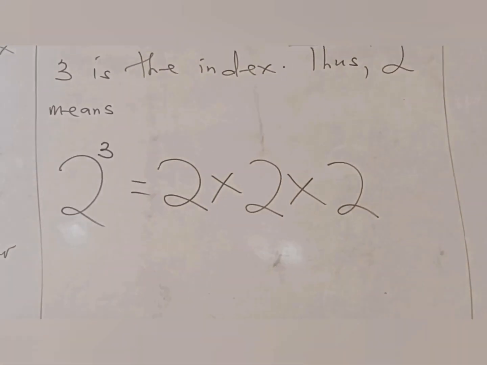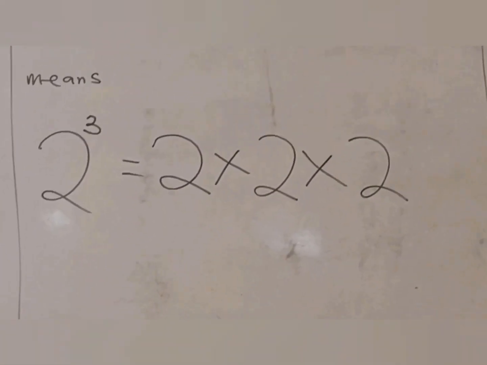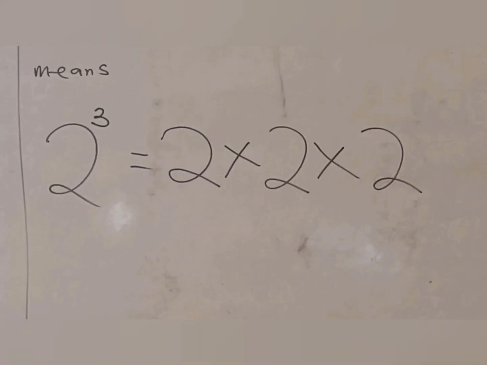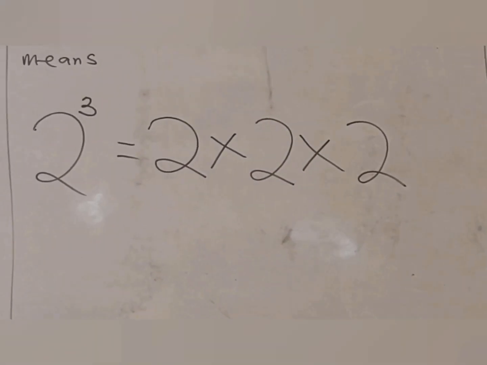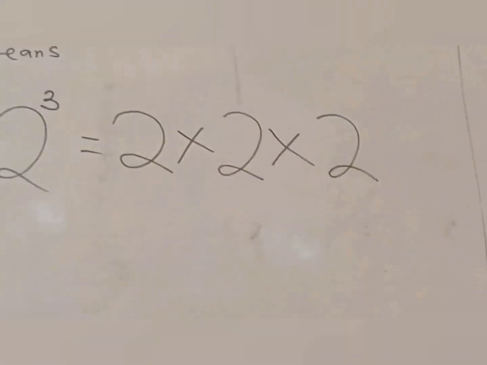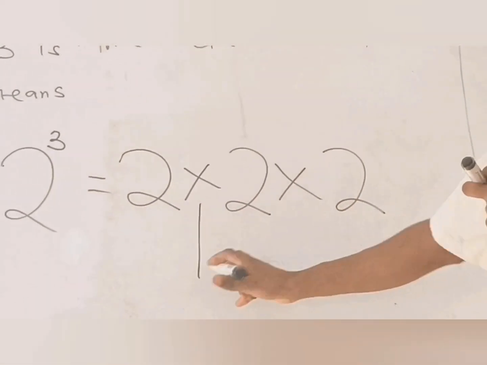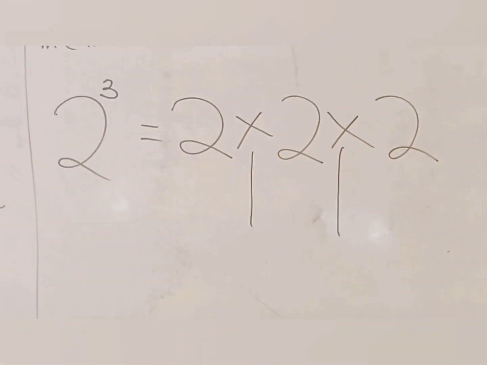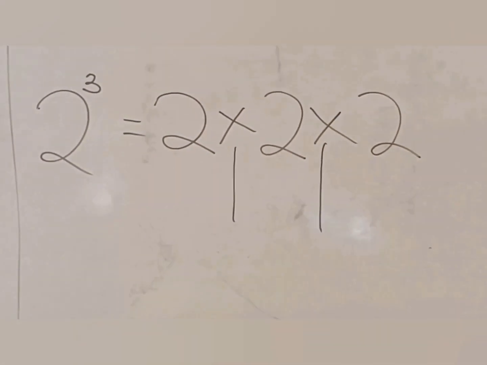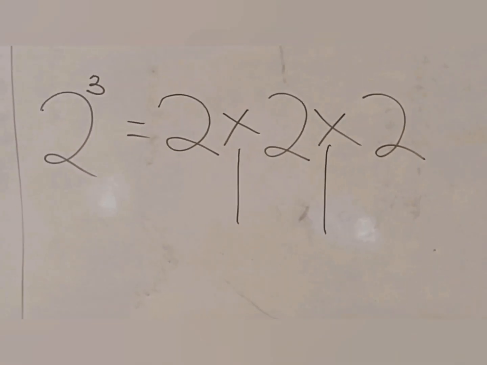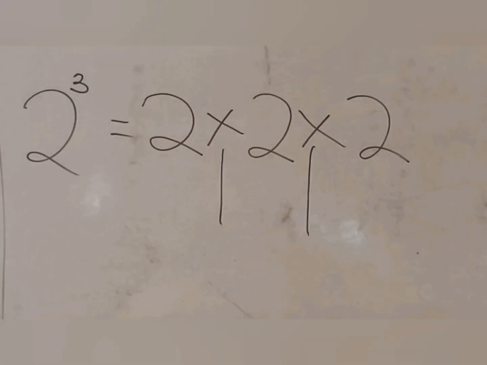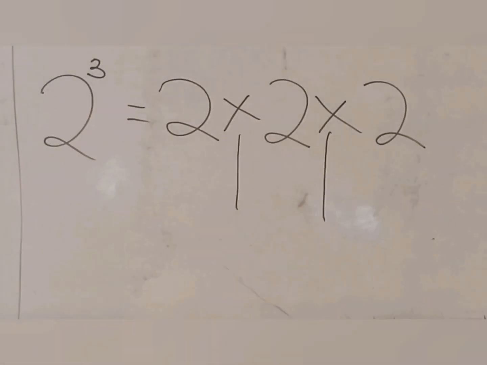You know how you are taught in secondary school? Thank God you have met me here. How many times did you see the symbol times? 2. So multiplying 2 by itself, how many times? 2 times. That's 2 to the power 3. Go anywhere in this world, that is what it means.